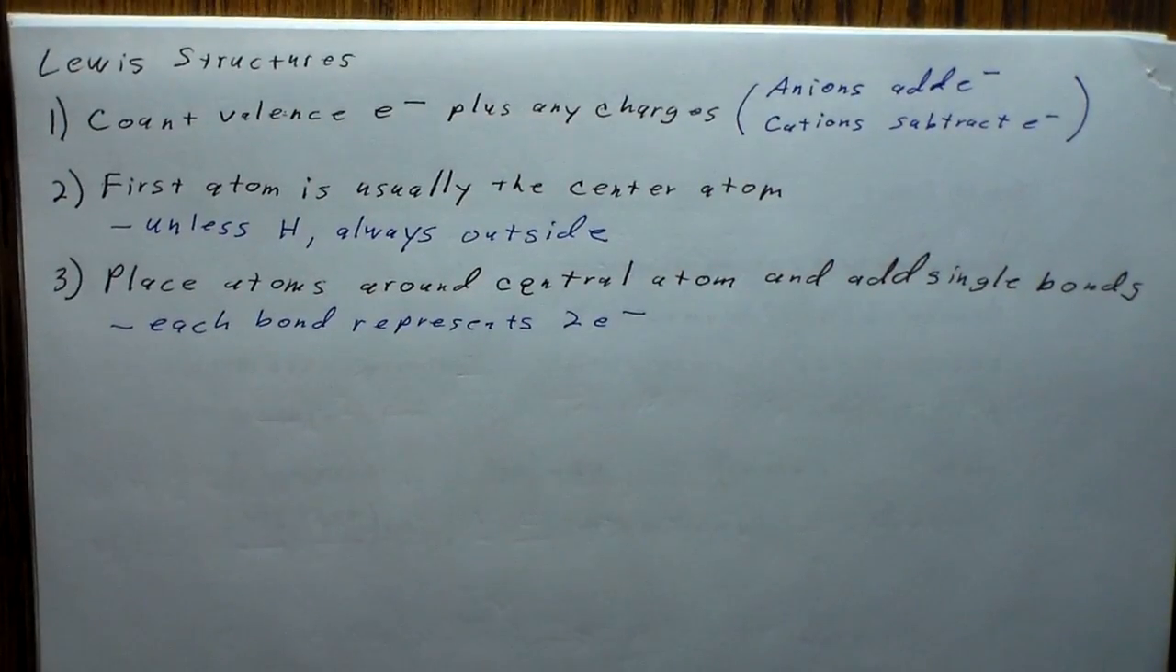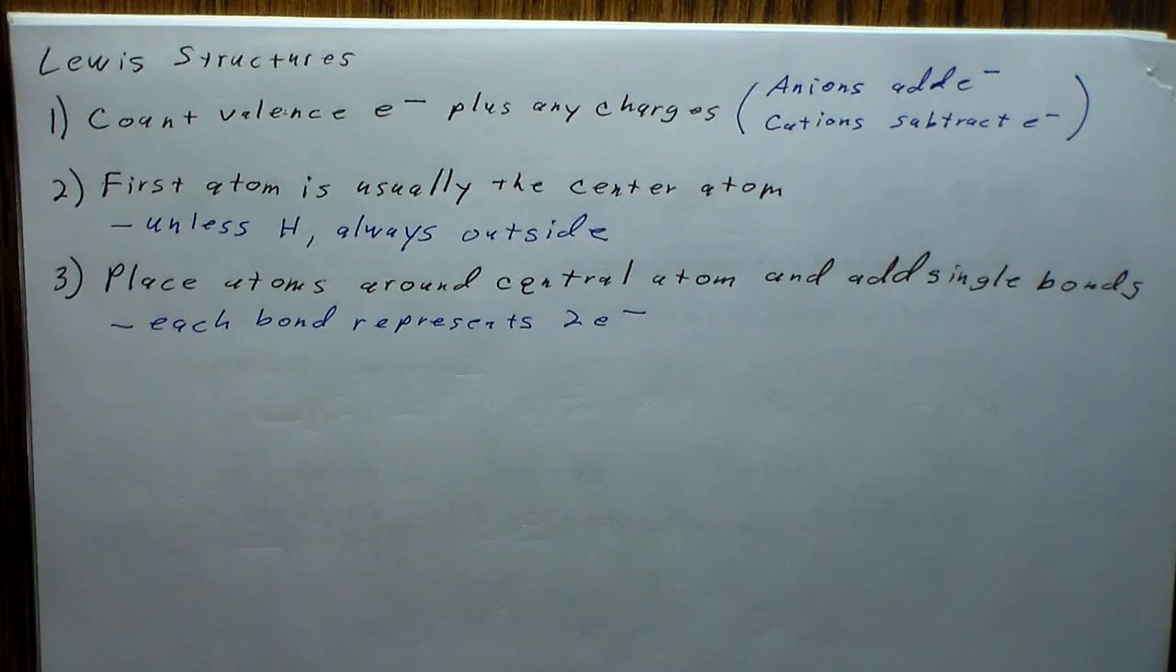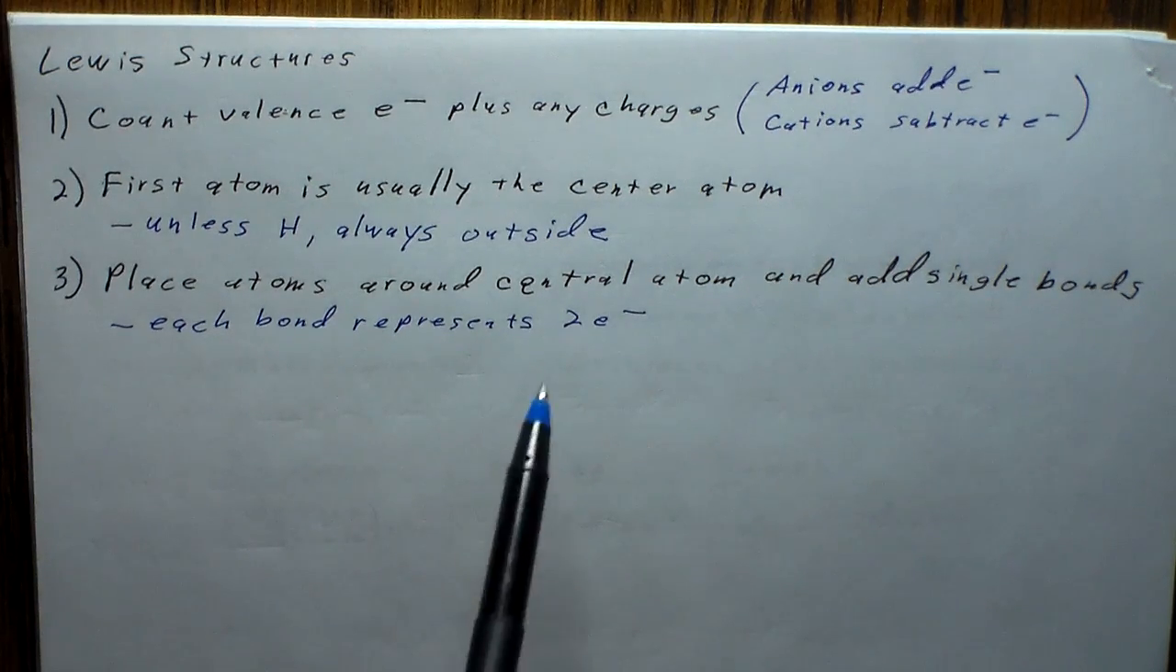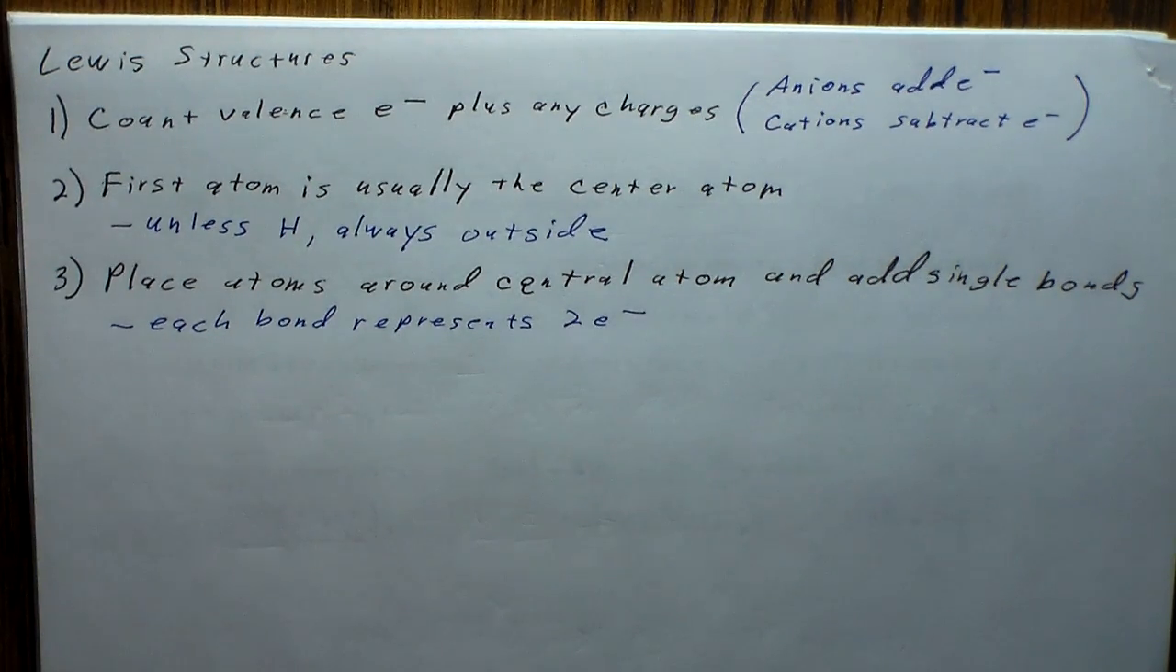Alright, then you're going to go there and place your remaining atoms around that central atom, and then add single bonds to there. And each bond is going to represent an electron pair, 2 electrons. So just remember, when you're counting your number of electrons that you're putting in your molecule, each bond is going to be 2 electrons.